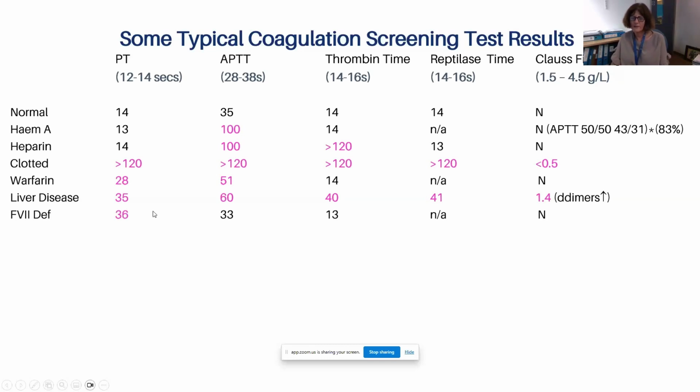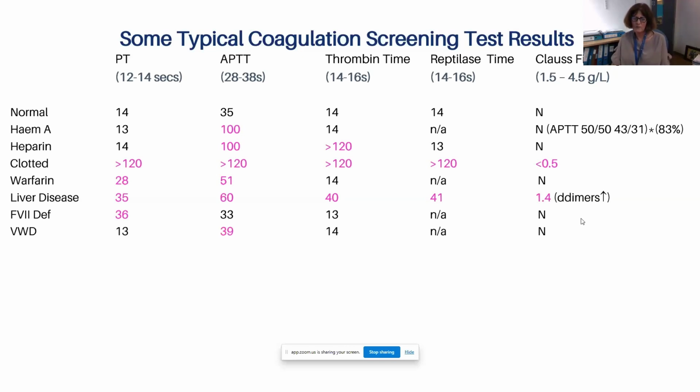And then factor 7 deficient patients, they have prolonged PTs but normal APTTs and normal thrombin times. So then if you saw this in a patient, this here, you might want to think, oh, they've got an intrinsic factor pathway defect. So they've got a low clotting factor in that pathway. And you might do a 50-50 mix of the PT as well to see if that corrects.